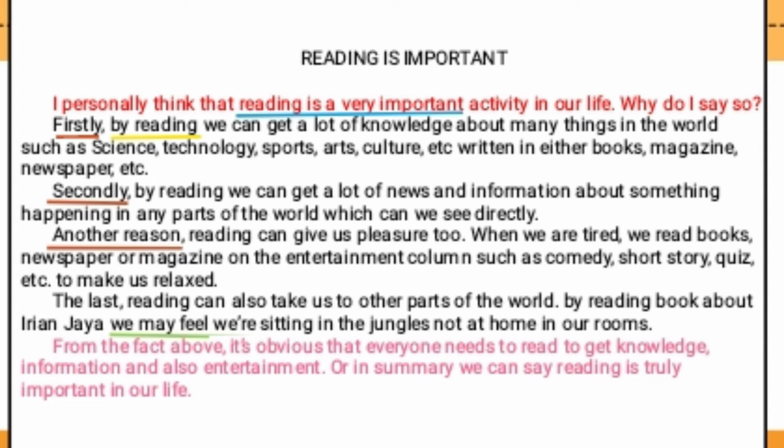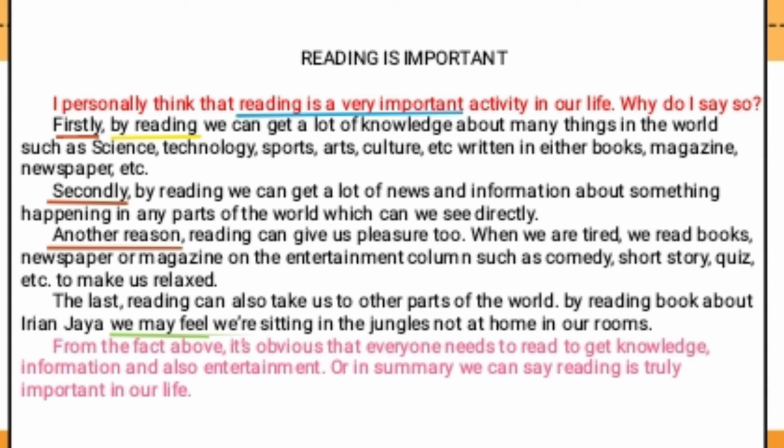Firstly, by reading we can get a lot of knowledge about many things in the world, such as science, technology, sports, arts, culture, etc., written in either book, magazine, newspaper, etc. It is called arguments. The next is, secondly, by reading we can get a lot of news and information about something happening in any parts of the world, which we cannot see directly. We can call it the supporting detail from the arguments.